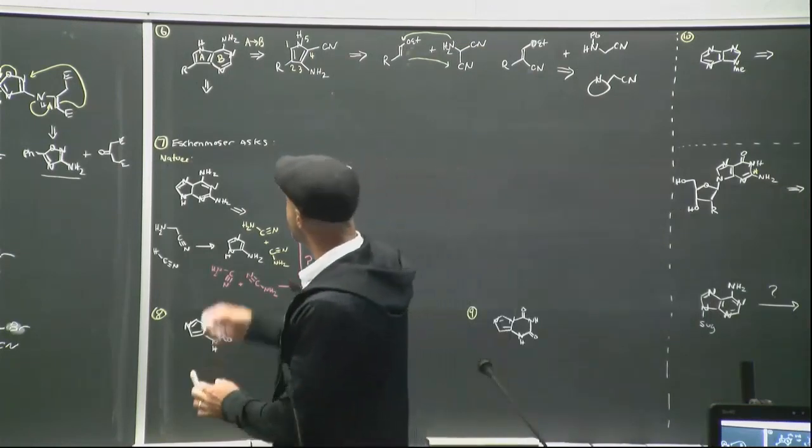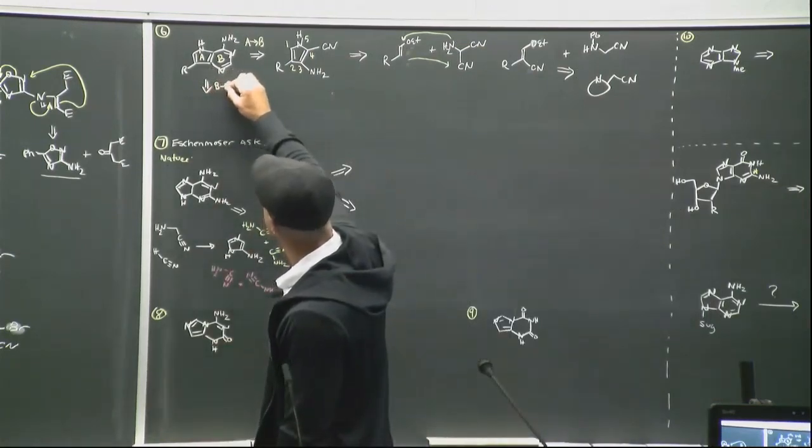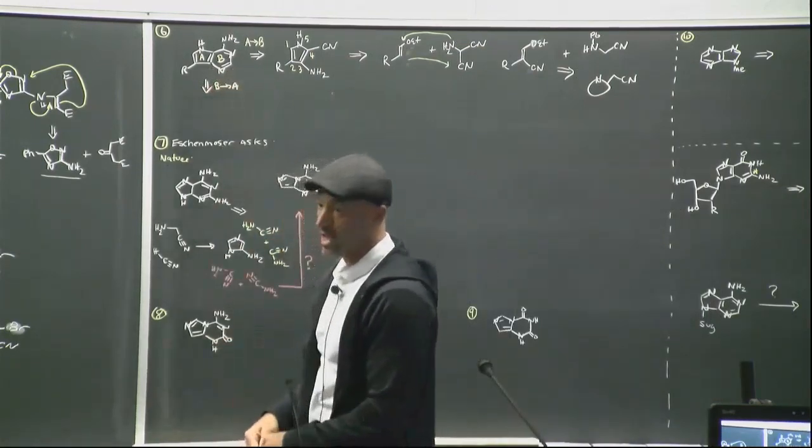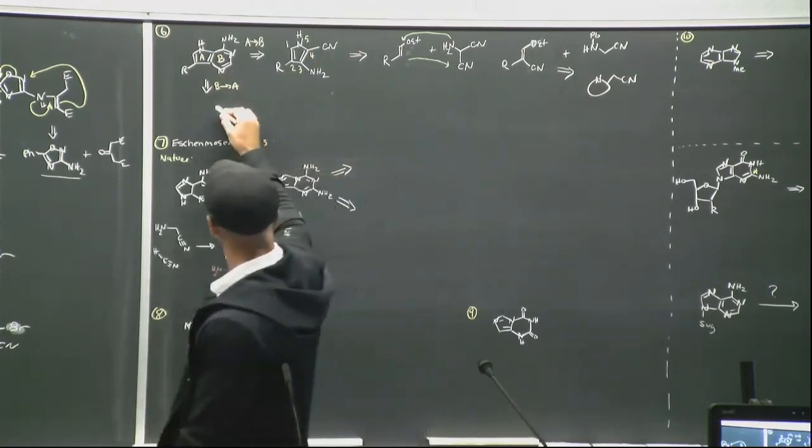What if we take B and instead go to A? What would that require?